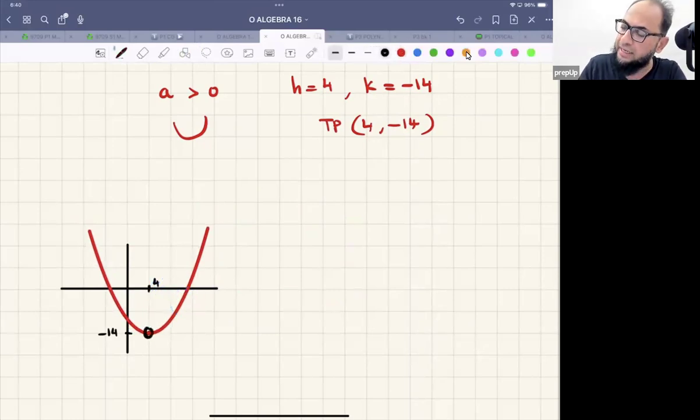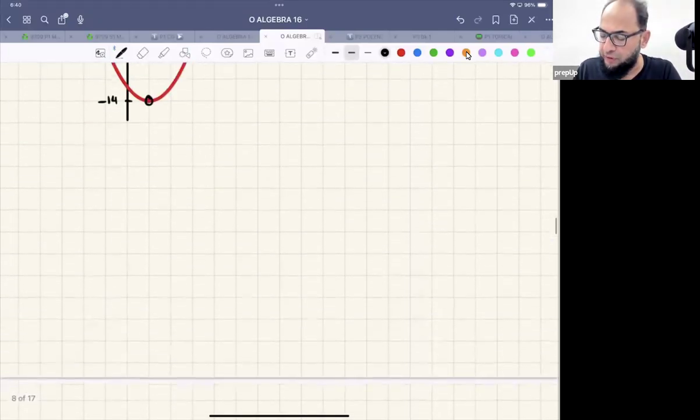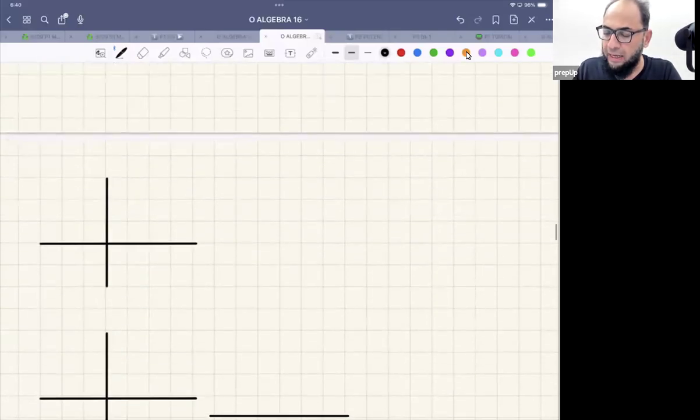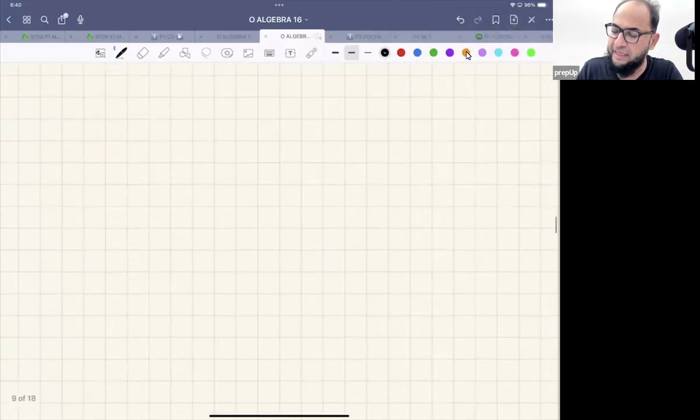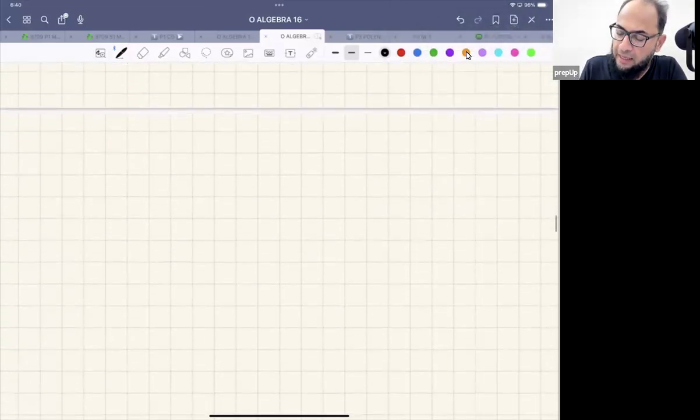We are not interested in the x-intercept. If they ask for it, we will find it. As such, they are not asking, we are not finding it. Now let's move to the next thing. Let me do one more example of this. Actually, two more examples.